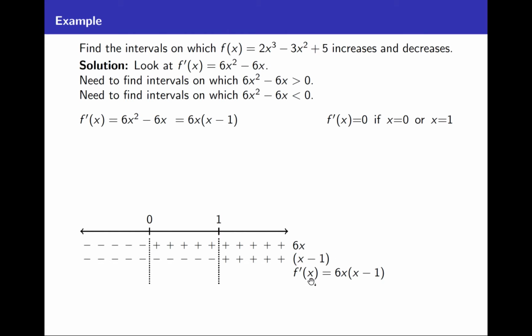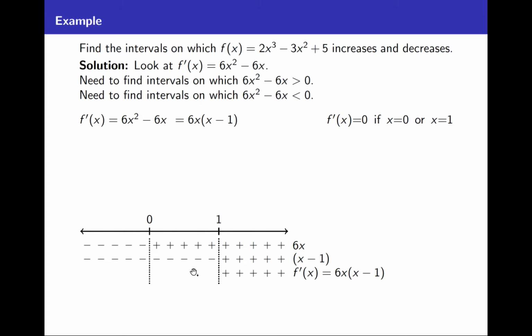Now our derivative, f prime of x, is 6x times x minus 1, the product of these two factors. And let's take it interval by interval. On this first interval, 6x is positive, x minus 1 is positive, so their product is positive times positive. It's going to be positive. So f prime is positive on this rightmost interval.